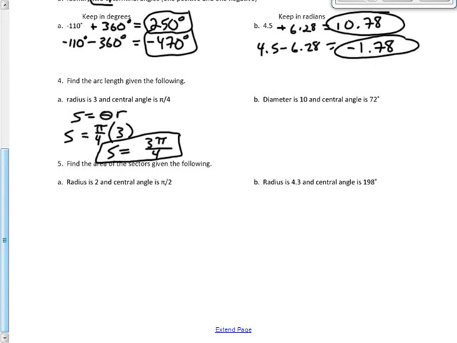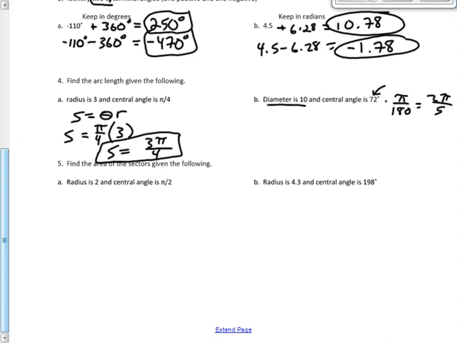Thing to remember about arc length is that the angle needs to be in radians. So when I look here at this 72 degrees, that 72 degrees is not in radians, it's in degrees. So I need to take that 72 and multiply it by pi over 180, which gives me 2 pi over 5 when I reduce it.